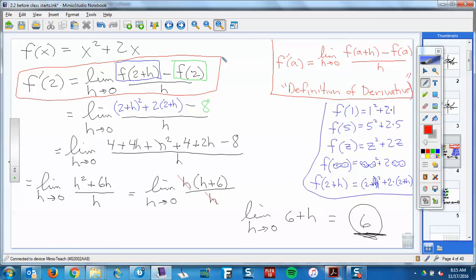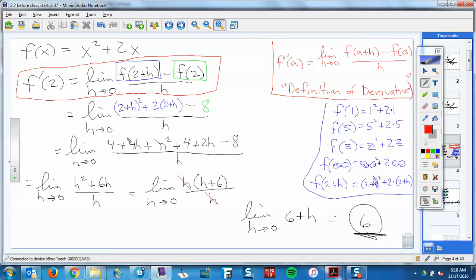Okay? Just mimic this. In other words, put your 2 in place of the a. Start with that. Then you can say to yourself, okay, the blue thing, what's f of 2 plus h? Oh, that means plug a 2 plus h in for x. So we plug that there, we plug that there, and it gives us the blue thing. And then we've got to plug a 2 in for x. So we plug a 2 in for x, and that gives us the a.